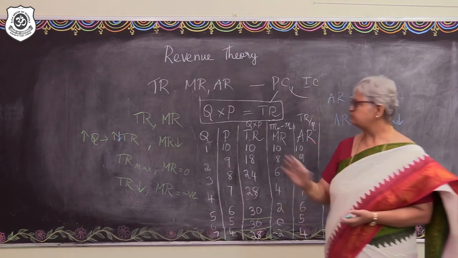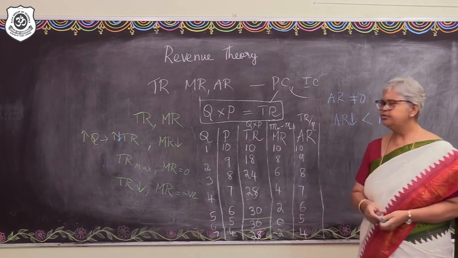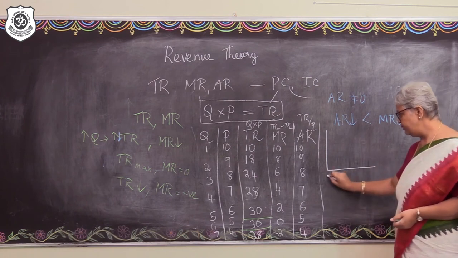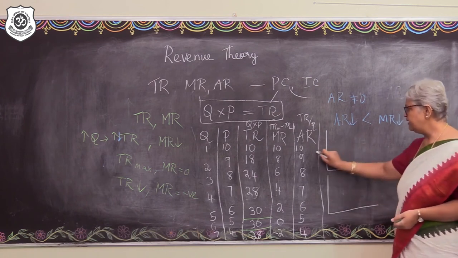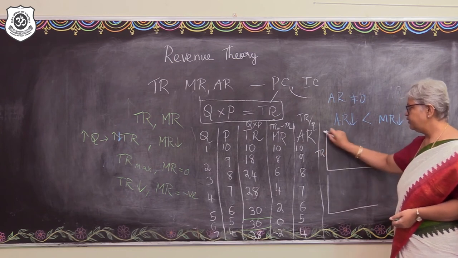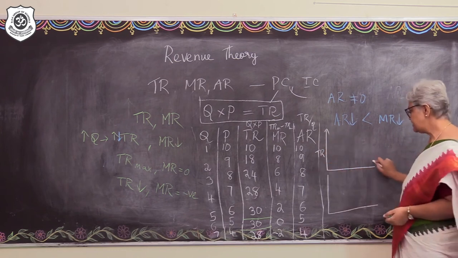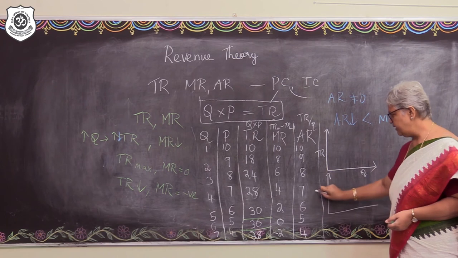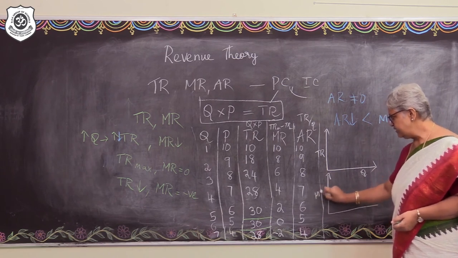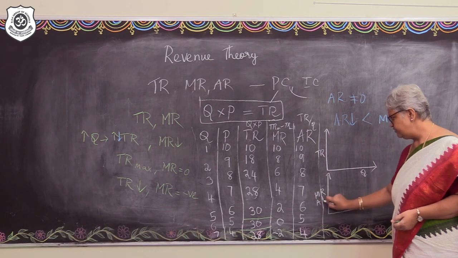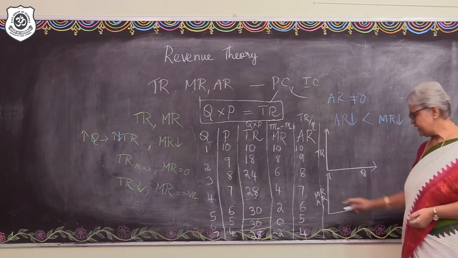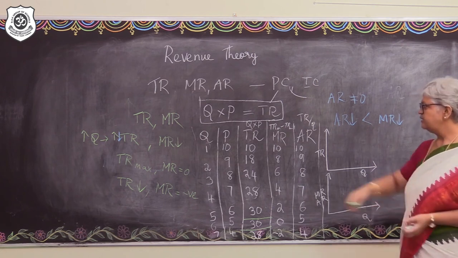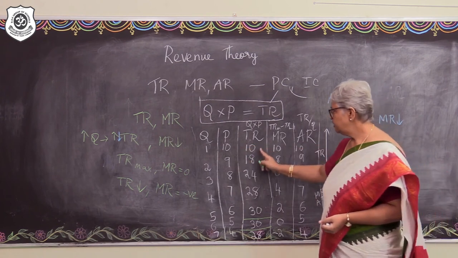So let's understand the behavior of these curves through a diagram. What we are going to have is once more a double panel diagram. In the first panel, let's have the total revenue along the y-axis and the units of output along the x-axis. And in the second panel, let's show the marginal revenue and the average revenue along the y-axis and the units of output along the x-axis.